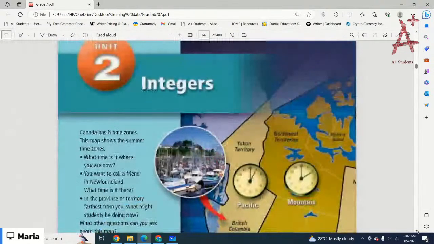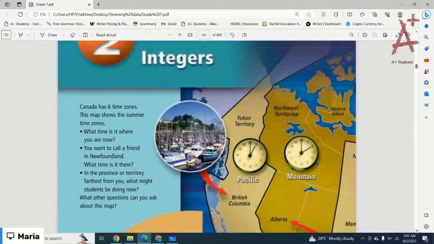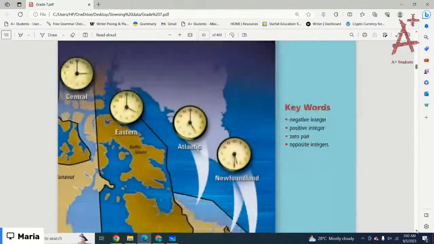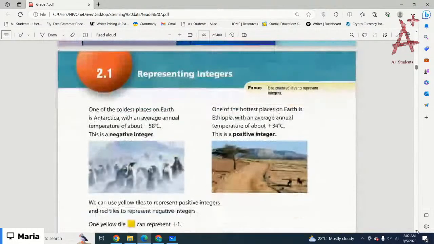Okay, here I am on chapter 2 integers. So let's just start with the chapter. Here is 2.1 representing integers. So basically we're going to learn how do we represent the integers, right? The positive integers and the negative integers. So let's just start with the lesson.